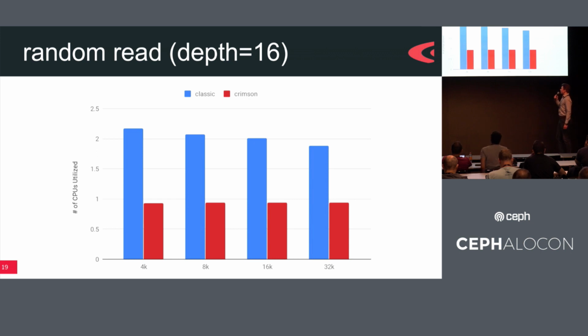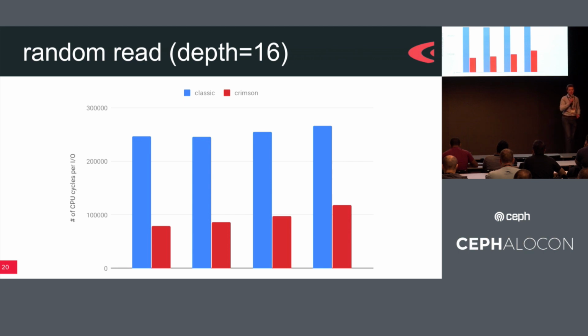The important thing is the computational resources, the cycles, the cores we used to deliver the numbers. In the case of Crimson, it is far lower, which is actually good. This can be visualized in a combined metric, which is just the number of CPU cycles we burn to deliver one IO. In Crimson, it is almost 3 times better.